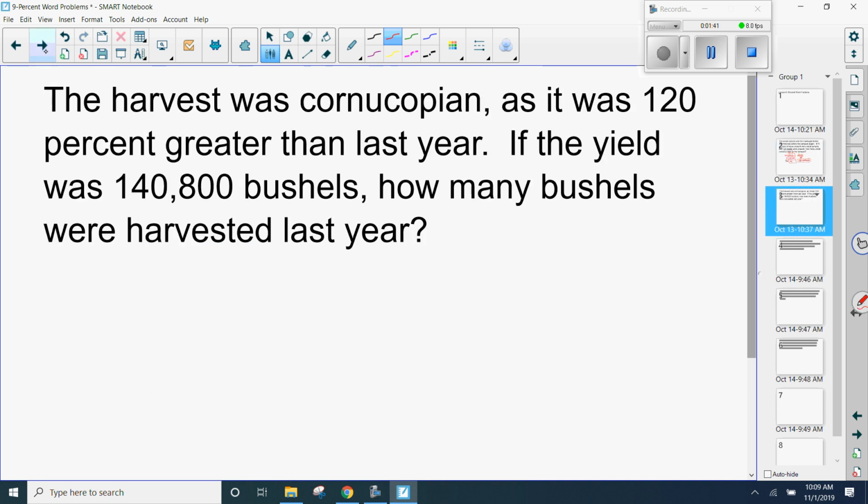So try this one. This is a good one for the season. Oh yeah. What is cornucopian? Do you know what cornucopian is? It's the horn. The horn shape that's filled with pumpkins, usually.